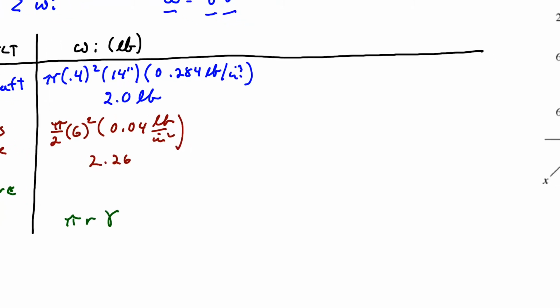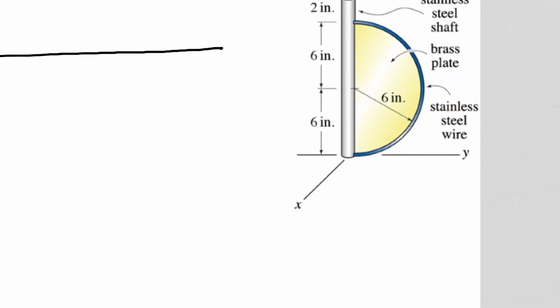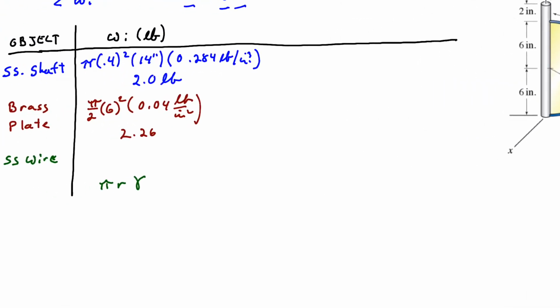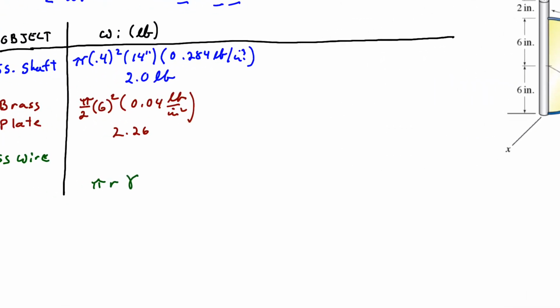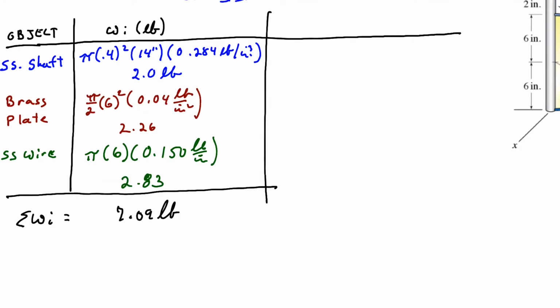Last, we want to find it for the wire, and we need to know the length of that wire. So for a wire, that would be pi r for a semicircular shape of wire times its density, which is, again, in pounds per inch. So be very careful on the units to make sure that they are correct. So this is 6 again, times 0.150 pounds per inch. So then for the stainless steel wire, our weight for that will be 2.83 pounds.